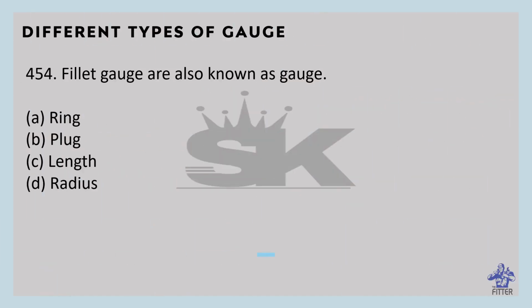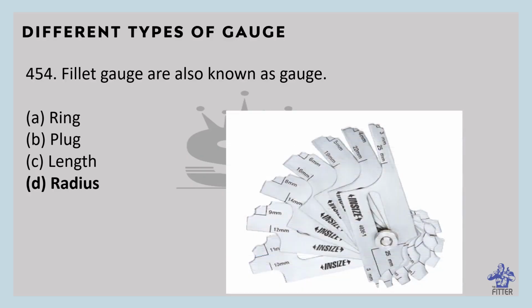Fillet gauge is also known as radius gauge. Fillet gauge is also known as radius gauges. It is used to measure the radius of an object. So these are the fillet gauges.